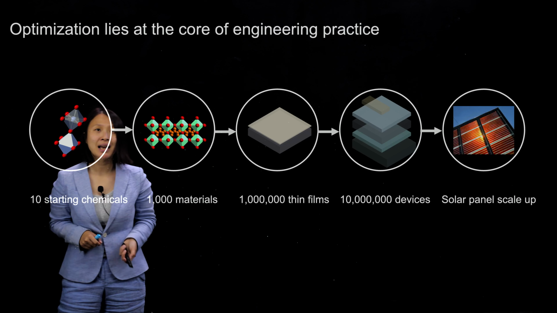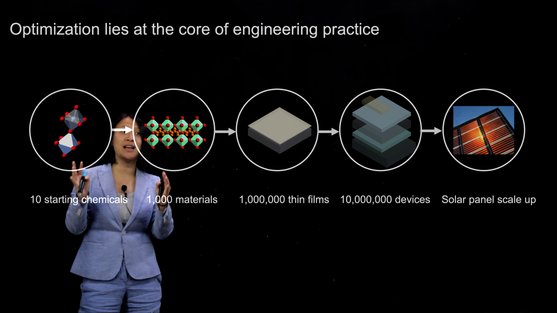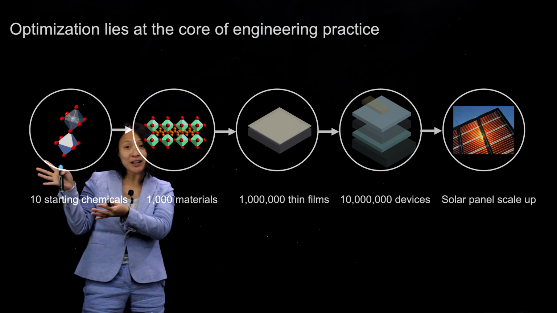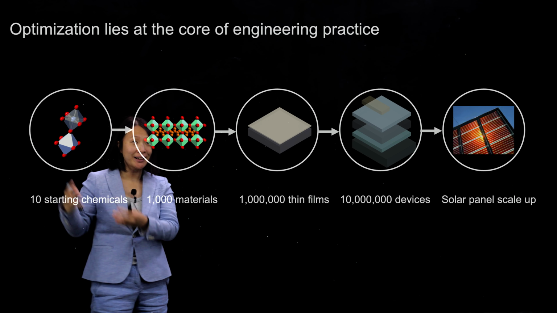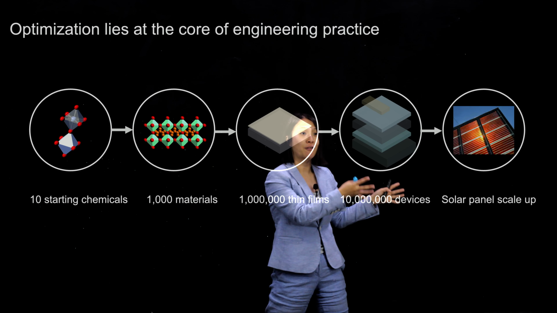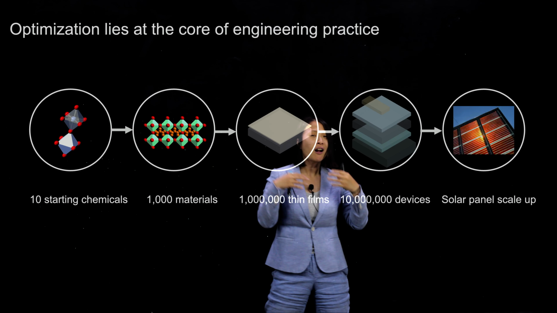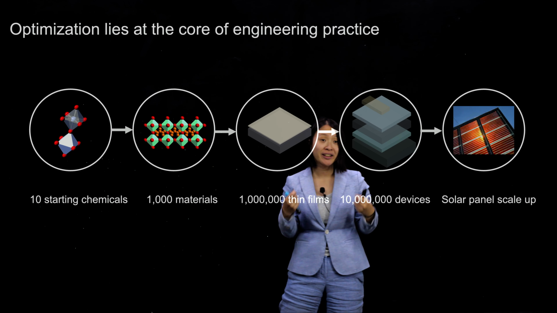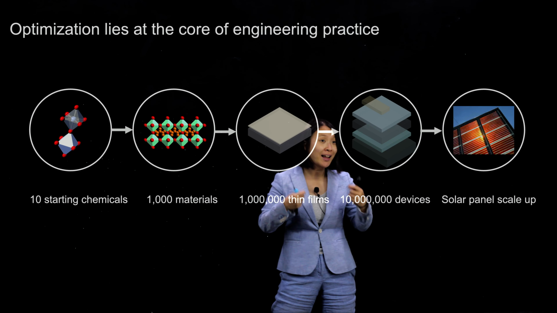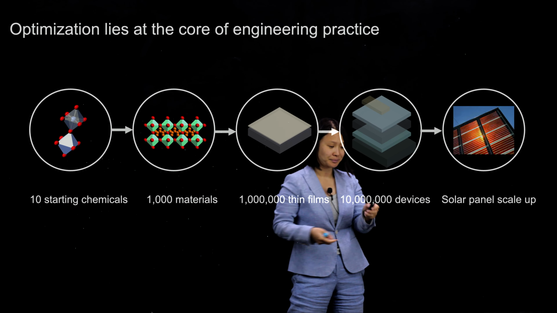Let's dive in. Optimization lies at the core of engineering practice in our day-to-day life. From the early research of new materials discovery, to process optimization, to the deployment of new technologies, such as, in this case, solar panels, there are a lot of experiments engineers conduct through all these periods, trying to find the optimal solutions that make it into the final product.